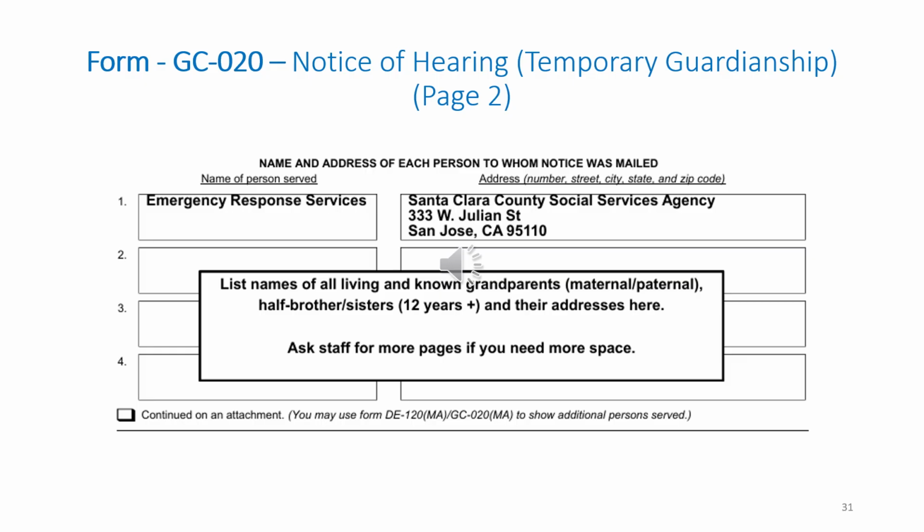On page 2 of GC-020, you will list the names and addresses of all individuals who will need to be served by mail. This includes the child's maternal and paternal grandparents and any siblings over the age of 12, including half-siblings. Do not fill out the rest of this form. This will be completed later, after you file your forms, when you get to the service step of the process. If you need more room, you can attach optional form GC-020MA.